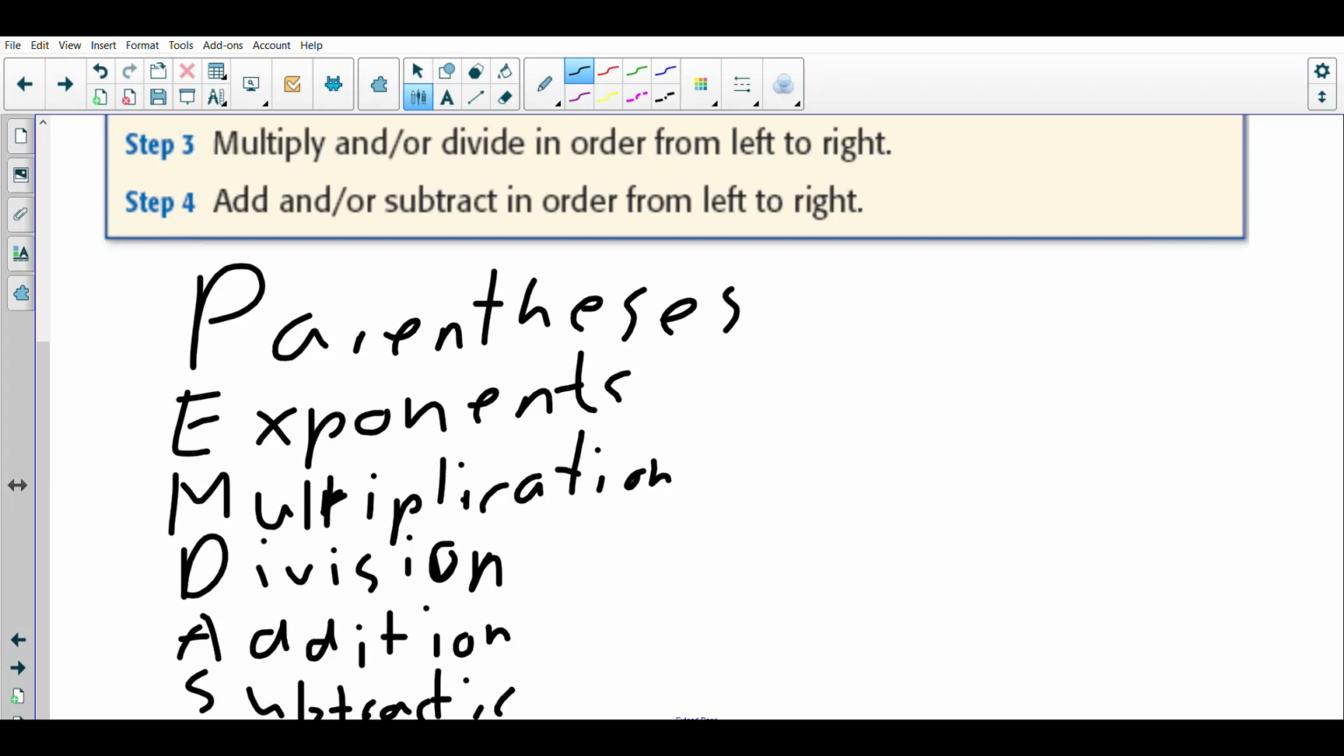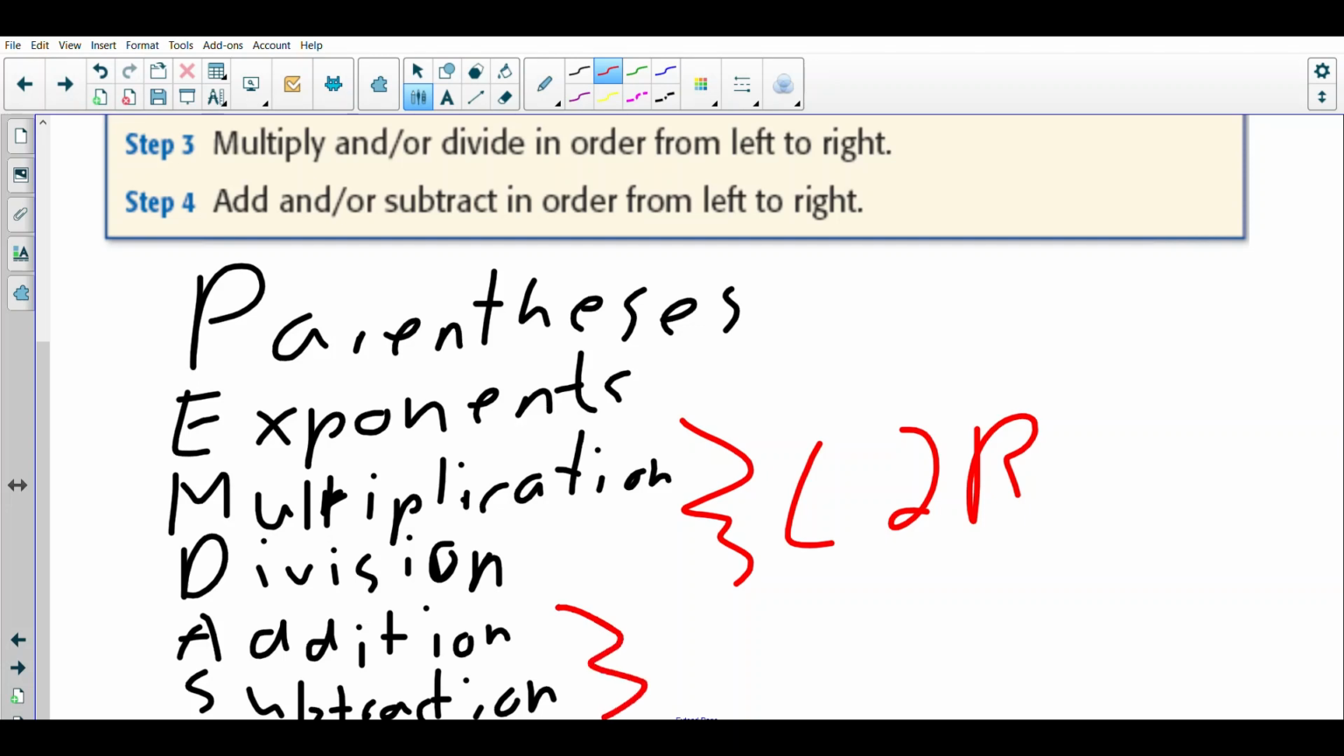And keep in mind from the rule above, multiplication and division we do from left to right, and same with addition and subtraction we do from left to right. So always following PEMDAS, working downwards.